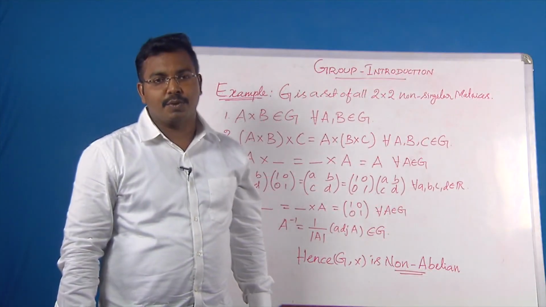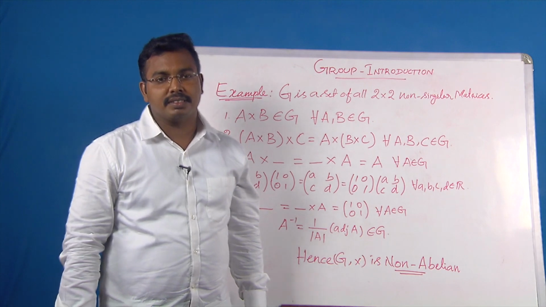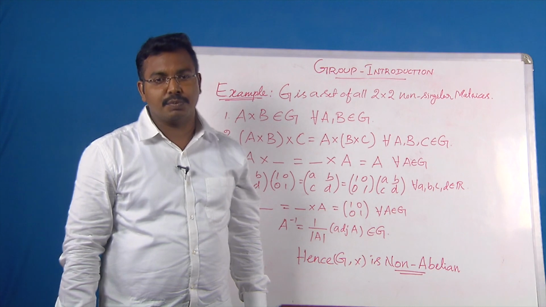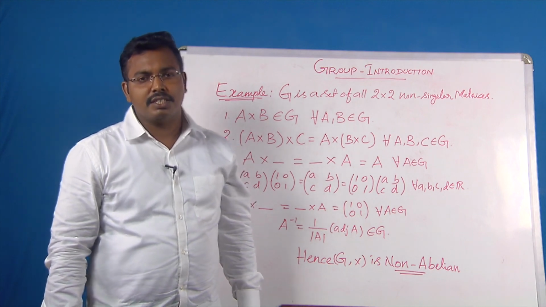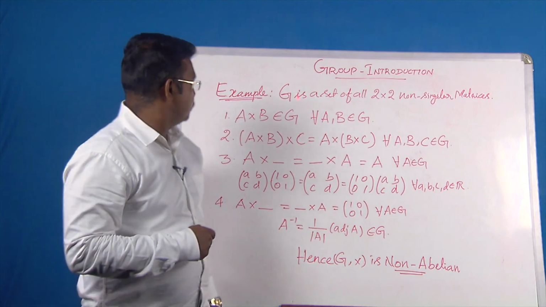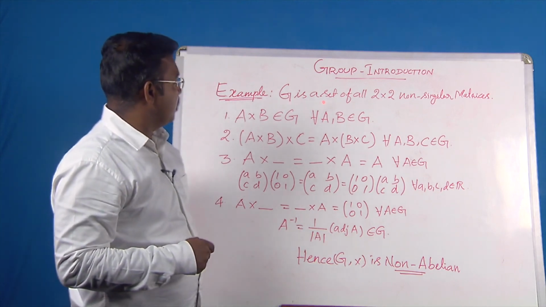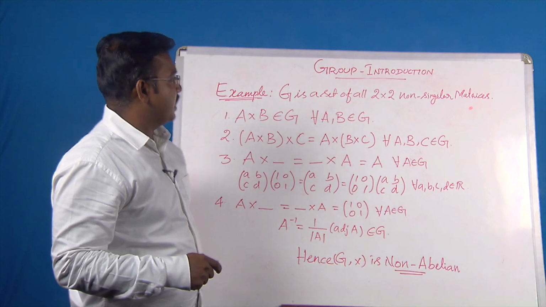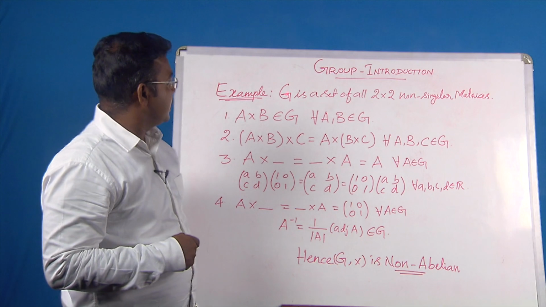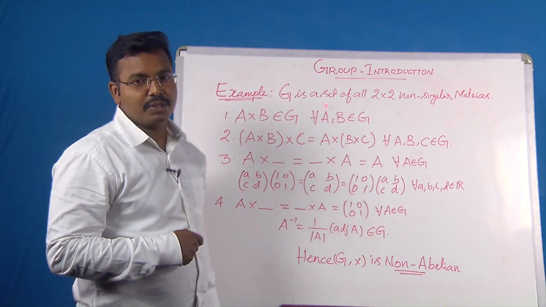Finally, we consider one more example. Here the set is the collection of all 2 by 2 matrices. In particular, we consider 2 by 2 non-singular matrices. So, let G be the set of all 2 by 2 non-singular matrices. Together with the matrix multiplication operation, we have to verify whether this G forms a group or not.